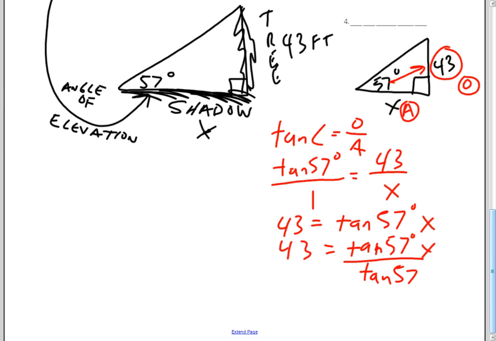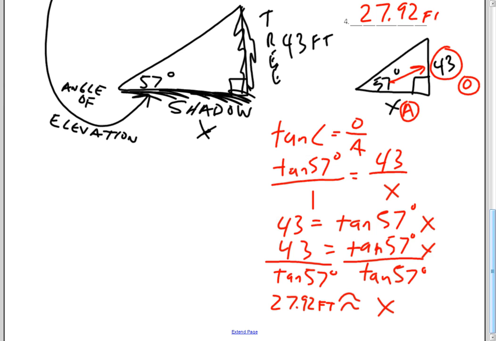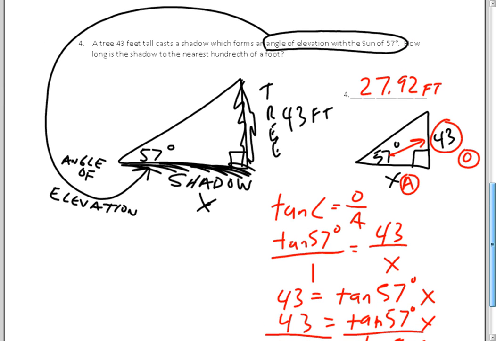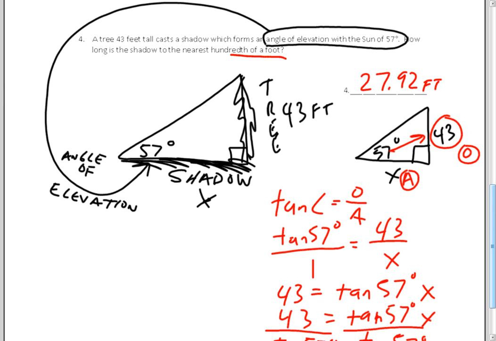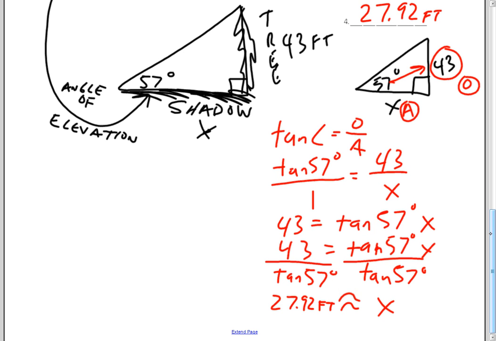So if you've got a decimal there, divide by the decimal. If you're just letting the calculator do the work, you're going to be doing 43 divided by tangent 57. And that is approximately 27.92 feet, because we were going for, I believe, 100th place. Was it feet or meters? 27.92. 100th of a foot, so 27.92. The 100th of feet.